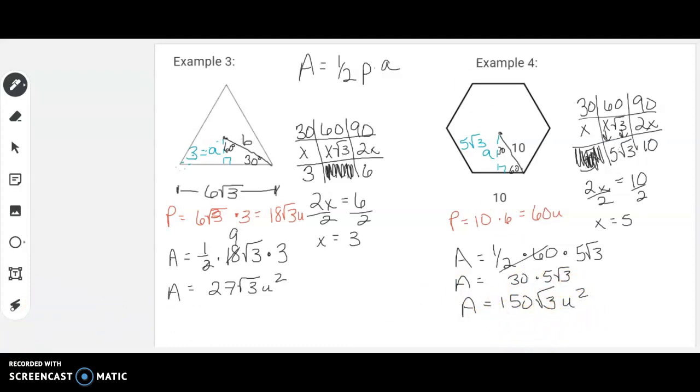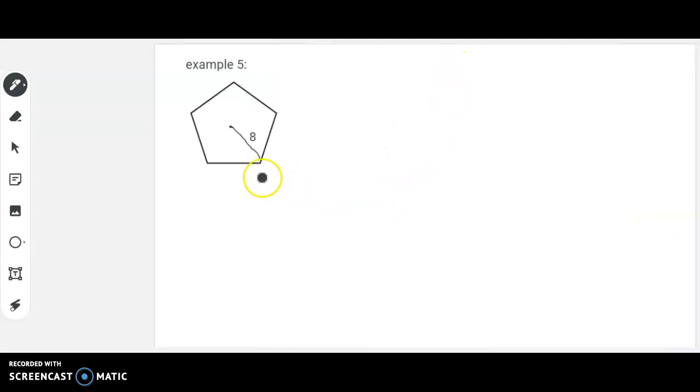Okay, we have one more example. This time, we're just given the radius. So we're not given any side length. So I am going to need that apothem, so I'm going to draw that down. Now this is a pentagon, and each angle in a pentagon is 108 degrees. So if this splits that in half, 108 divided by 2, that gives me 54. So that is a 54-degree angle.